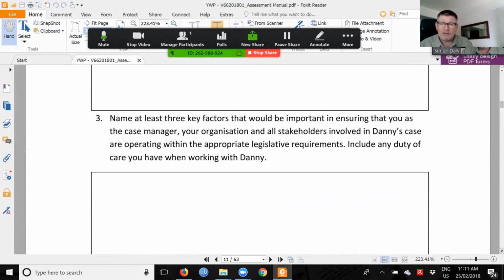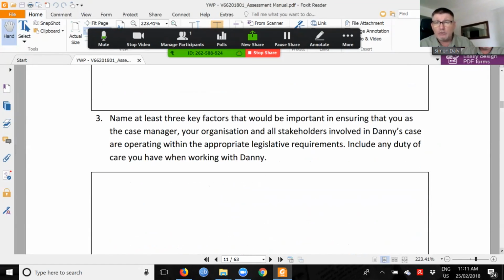Name at least 3 factors that would be important in ensuring you as a case manager, your organization and stakeholders involved in Danny's case are operating within the appropriate legislative requirements. Include any duty of care you have working with Danny.